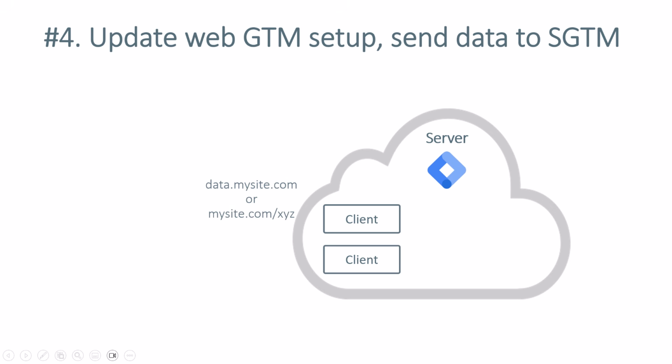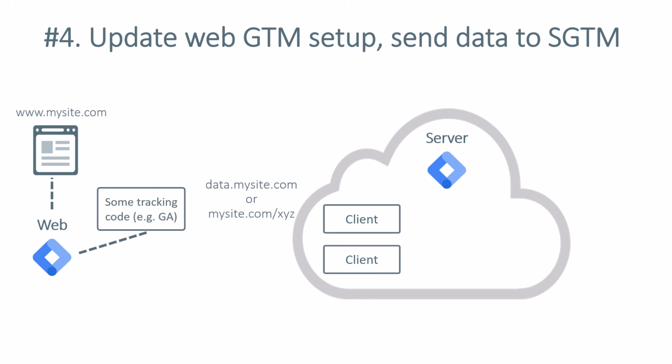The next step is to update the web Google Tag Manager setup and tell it to send data to your server instead of sending data directly to Google. So here we have, let's say, a website, we have a web Google Tag Manager container, and inside that container, we have a Google Analytics tracking code. So in that Google Analytics tag, or if you have multiple tags, then in all of those tags, we will need to add a particular parameter that tells the tag to send data to our server.